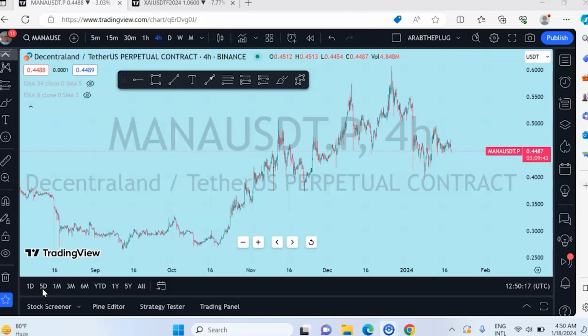So market structure simply does the following things. It tells you what to do in the market, whether you are going to buy or sell, and it also tells you when to buy or when to sell, and other important things like that.